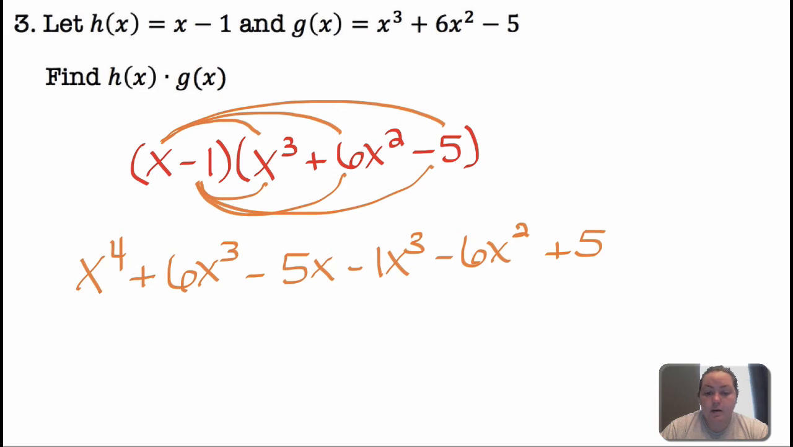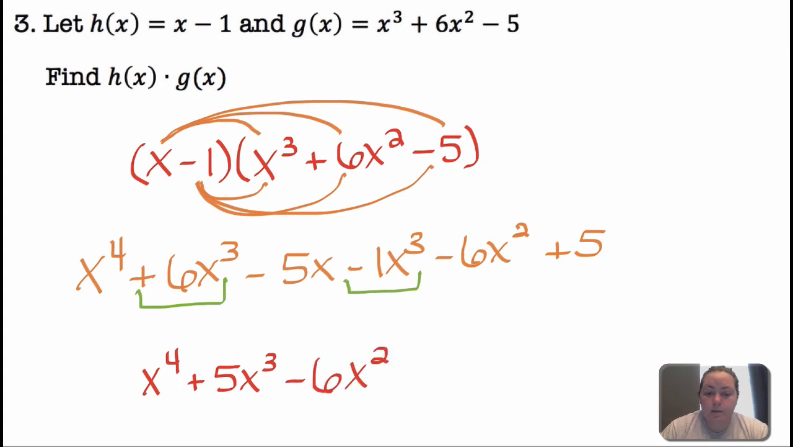So my x to the thirds are like terms. So I'm going to have x to the fourth plus 5x to the third. And then I'm going to do my x to the second power. So minus 6x squared minus 5x plus 5. You always want to go from highest exponent to lowest exponent for your final answer.